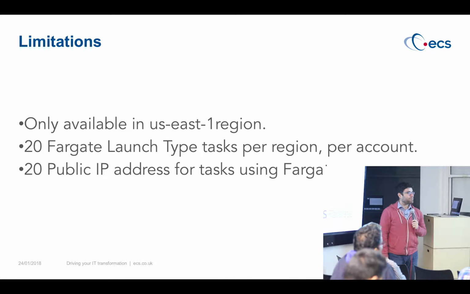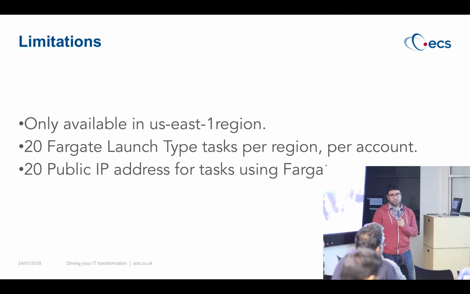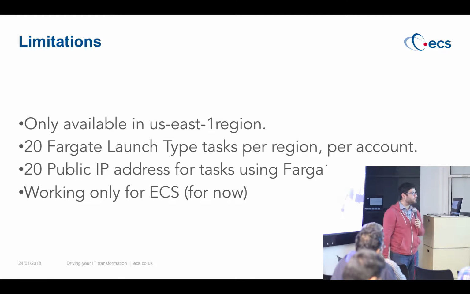20 public IP addresses for tasks using Fargate. This is one of the other limits that can be raised. Still, there's a little bit of a wall of communication between you and support because this is still not available. And right now, it's working only for ECS. Of course, it will be one of the main targets of EKS when it becomes available to everyone. Right now, it's only available to a few people, just like EKS, so I think it will take some time, probably until the last quarter of 2018, hopefully.